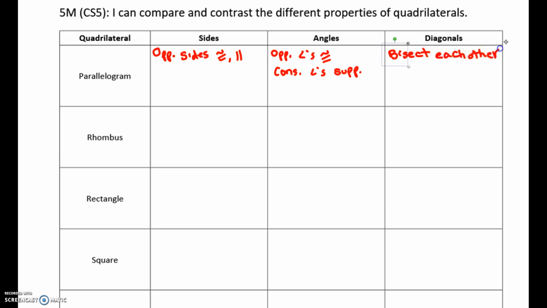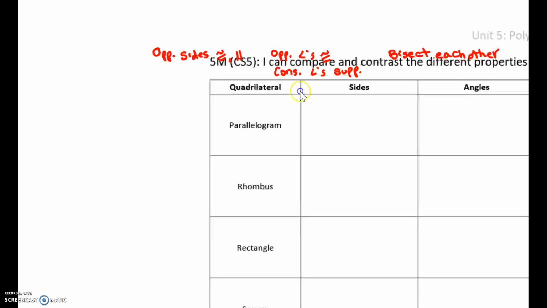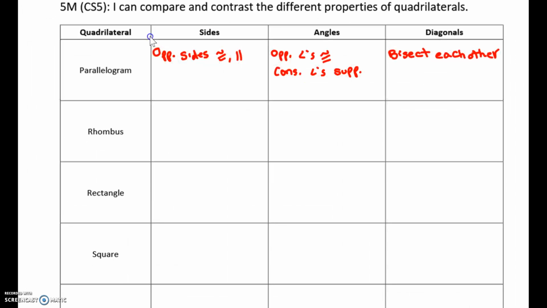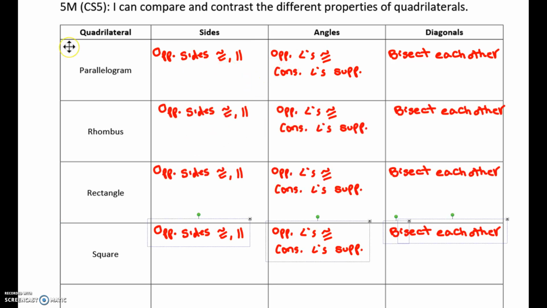Now, what's kind of cool about parallelograms is that these same properties will carry down for the rhombus and the rectangle and the square, because all of these are subdivisions of this particular shape.